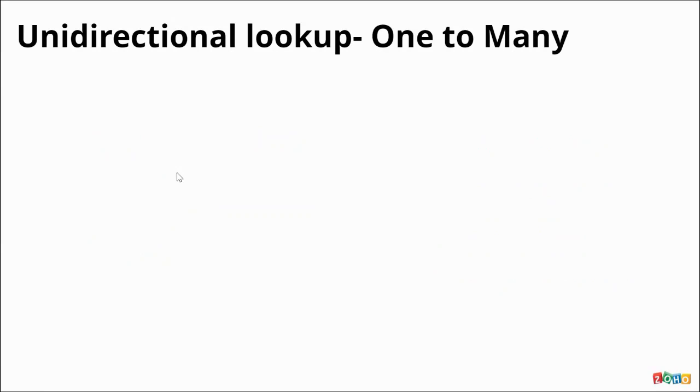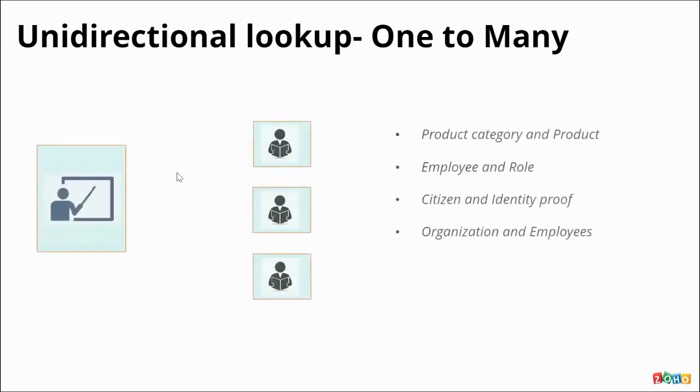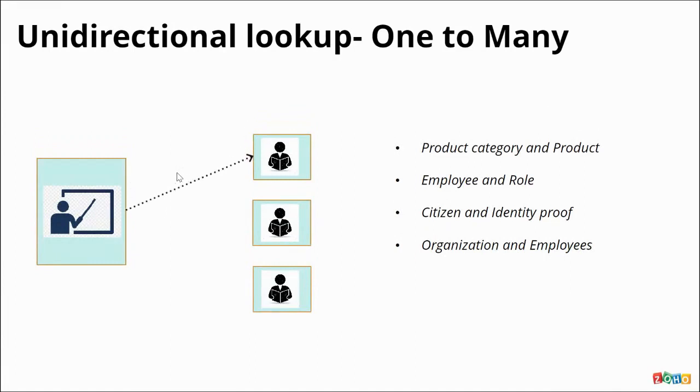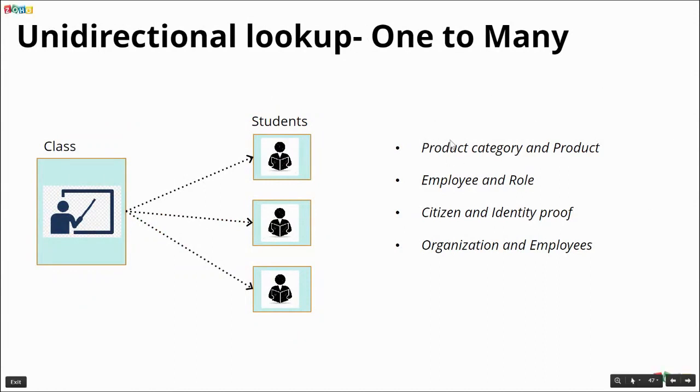Coming to the one-to-many relationship. So let's take class of students. So one class can have multiple students, but each student can be associated to only one class, right? So similar to that, we have a few other examples which fall under one-to-many category, like product category and product, employee and role, citizen and identity proof, organization and employees. So each organization can be associated to multiple employees, but each employee can be associated to only one organization. So this falls under one-to-many category.